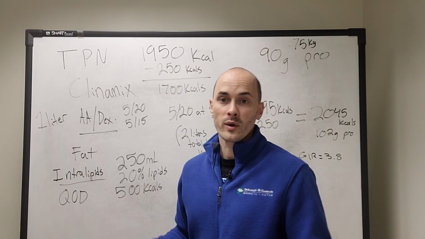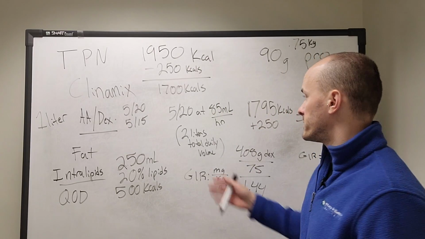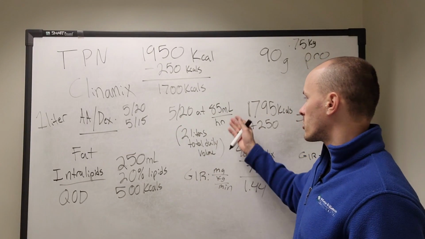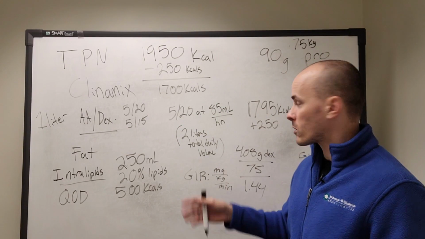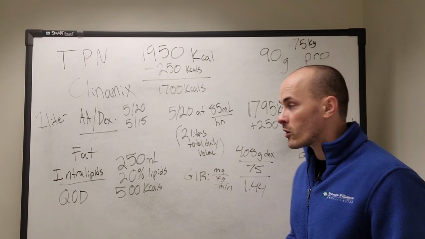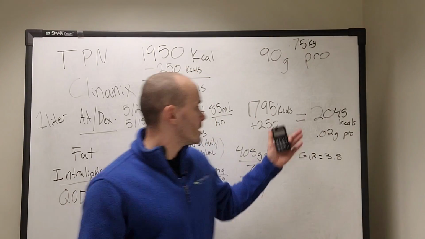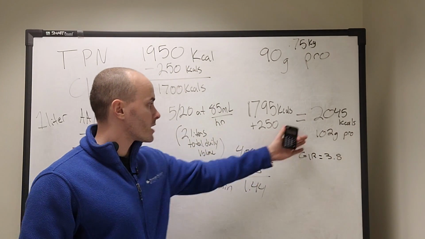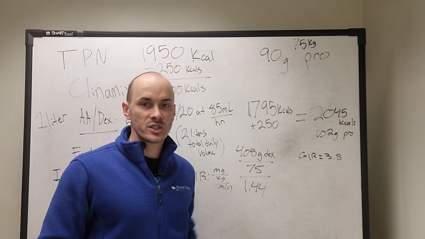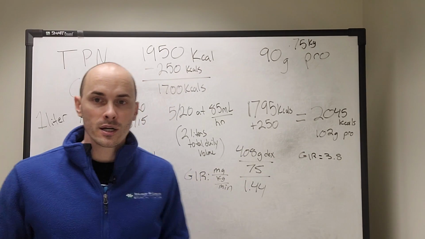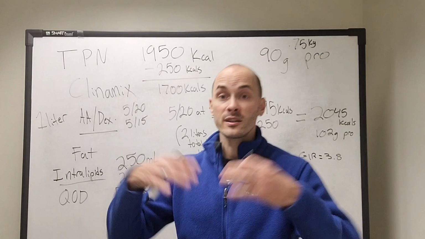So the way that this would read in our note is recommend TPN 520 solution, goal rate 85 an hour or approximately 2 liters total daily volume to provide 2,045 calories, 102 grams of protein, GIR of 3.8. So that's basically it for the note.